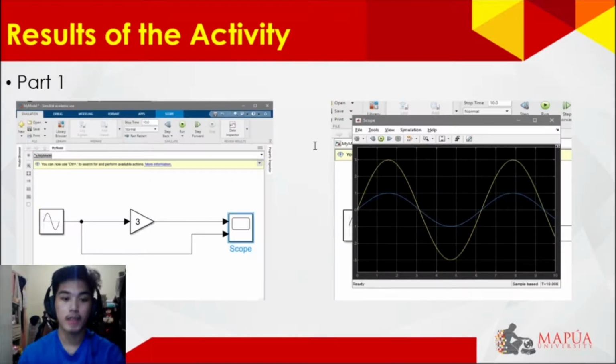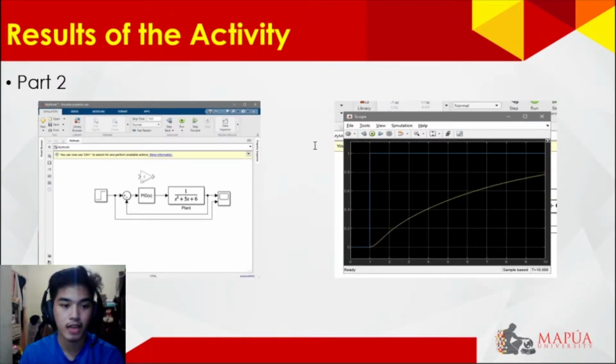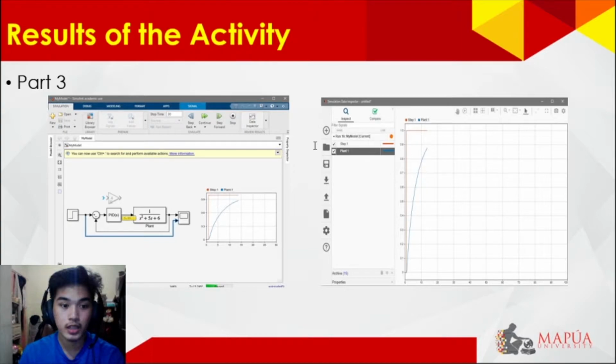The three blocks that are used in the tutorial are a sine wave, a gain block that amplifies the sine wave, and a scope block that can show the graph of the amplification. In part 2, we add a PID block and function block. In part 3, we add a graph in the canvas so that we can easily see the result without clicking the scope button.